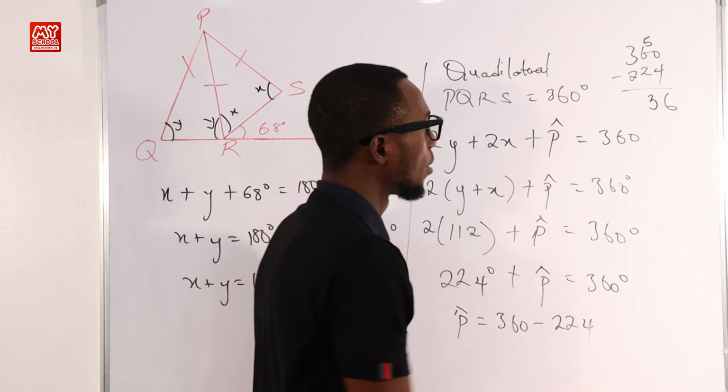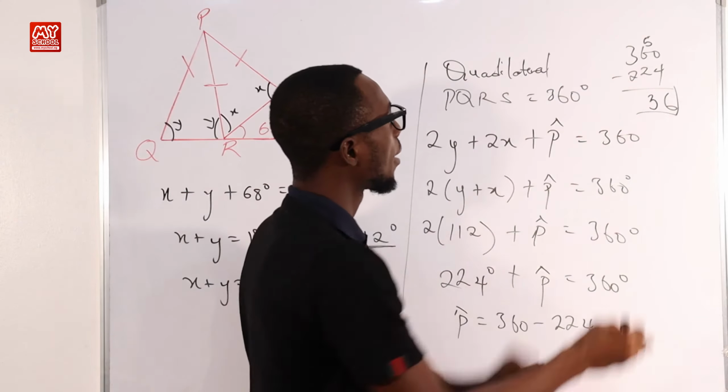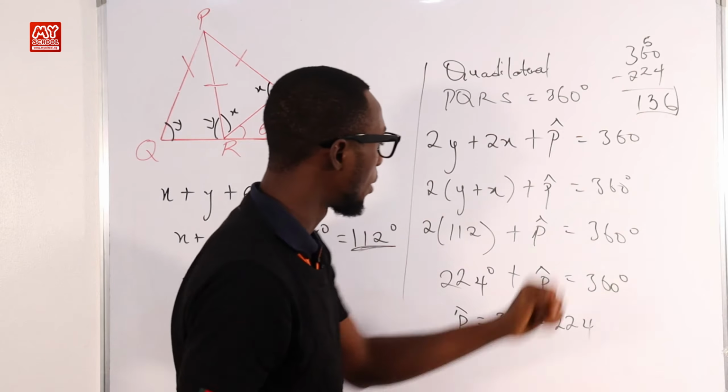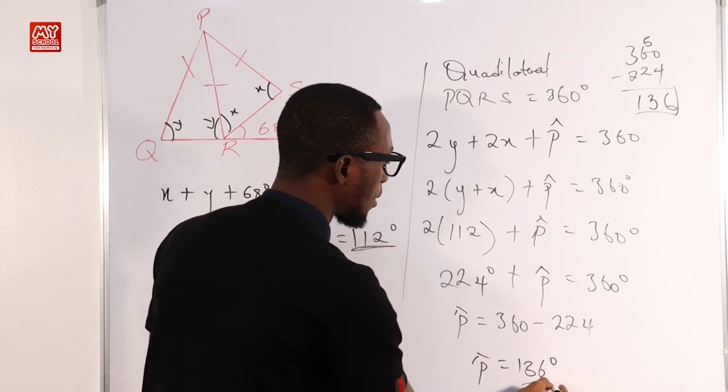We have 3. So we have 30. We have 2, all right? 2 here, 3 minus 2, we have 1. So we have 136 degrees. So angle P equals 136 degrees.